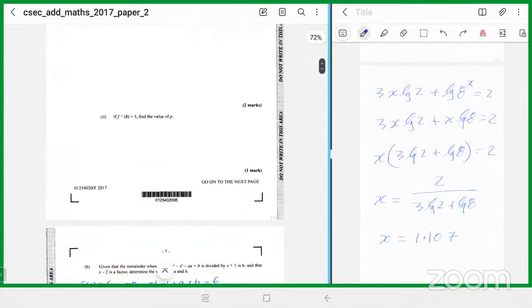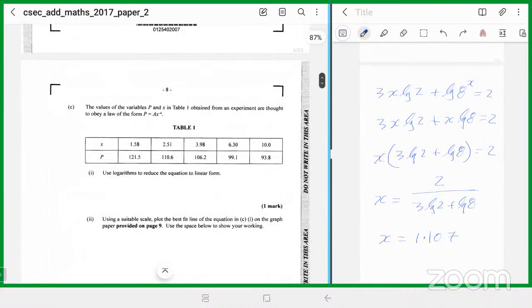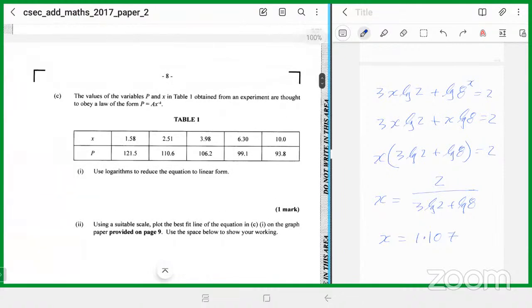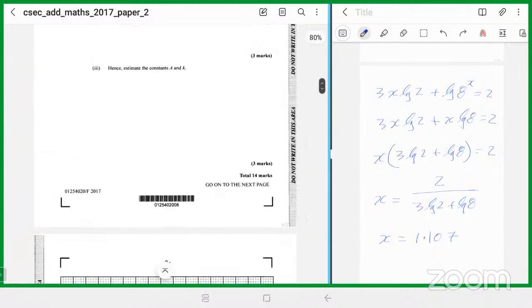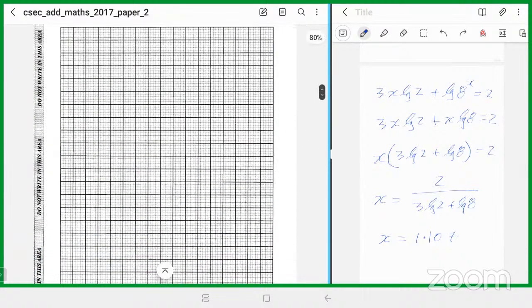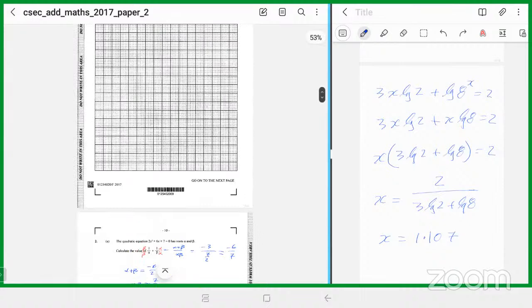This is a linear reduction question. It comes under the logs topic. So I'll come back to this one afterwards. Make a note of it, please. Let's try to do the straightforward ones first. This one I have to draw a graph and all that. We also want to do the inequality. So let's go to 2016. We're going to come back to 2017.